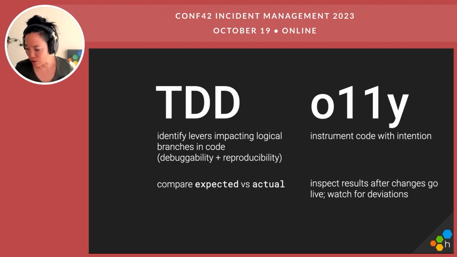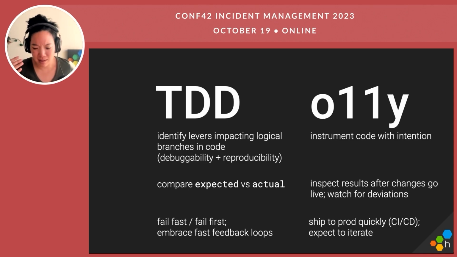When you're writing a test, you're thinking about what you expect and you're asserting on what you'll actually get. With observability and looking at your systems in production, you're just inspecting results after the changes have been rolled out, and you're watching for deviations.